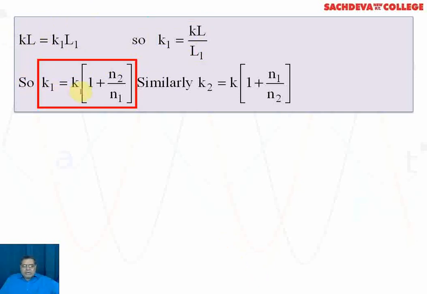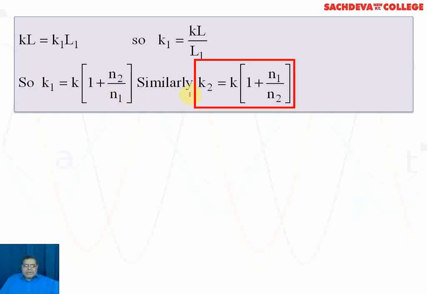Now K1 is to be calculated. So what have we done? We have written K as it is, and L over L1 we have computed. So K1 is equal to K into 1 plus N2 over N1. We have simplified the value. Similarly, K2 can be written as K into 1 plus N1 over N2. So when K1 is to be estimated, then 1 plus numerator is N2, denominator is N1. But when K2 is estimated, then 1 plus numerator will be N1 and denominator will be N2.